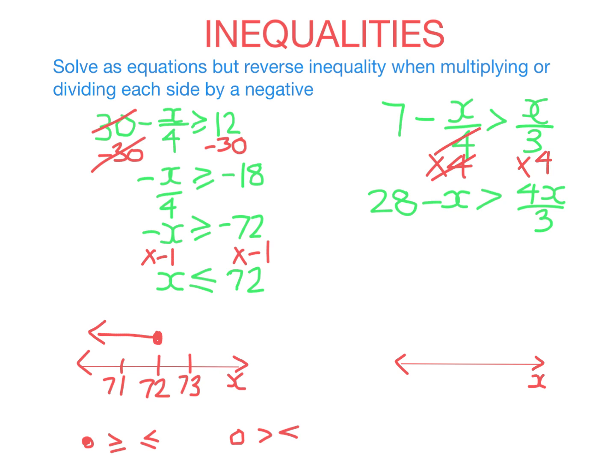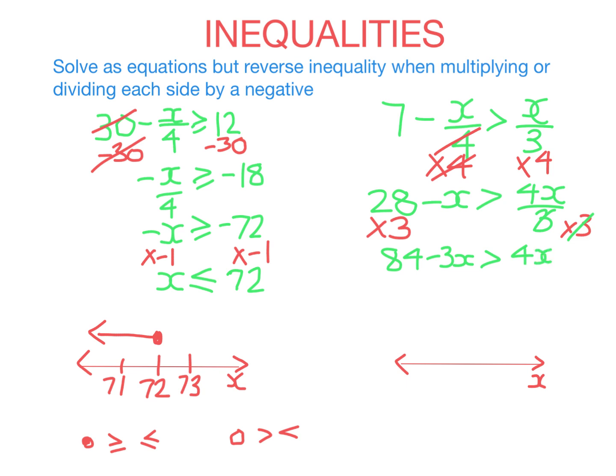I'm going to multiply by 3. What I do to one side, I must do to the other. I have to multiply each of these terms by 3. So 28 times 3 is 84. Negative x times 3. And then on the right-hand side, of course, the divide 3 times 3 cancel out. I'm just left with 4x.